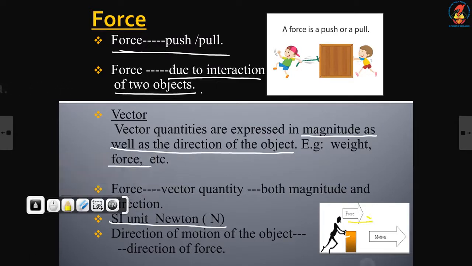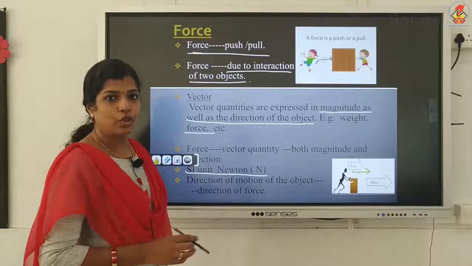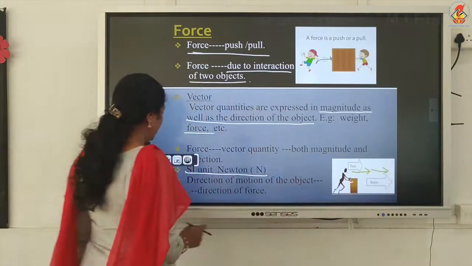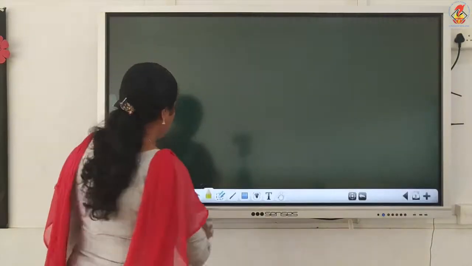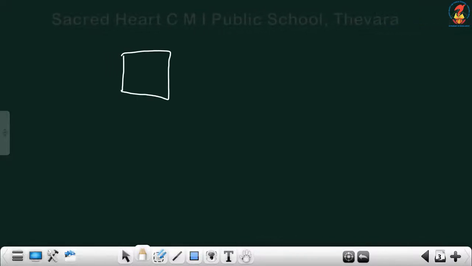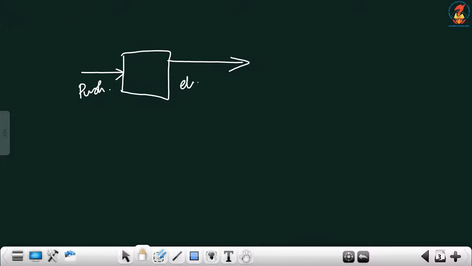The box will move in this direction. So, that is the direction of the force, and in that direction the object will move. Now, suppose an object is here. I am pushing it. So, this object will move in this direction. So, this is the direction of motion.